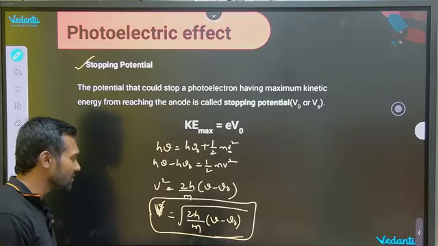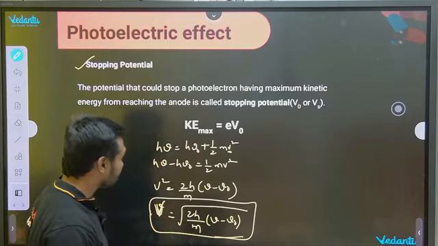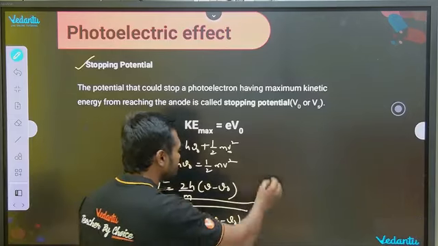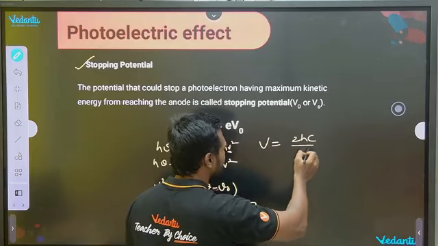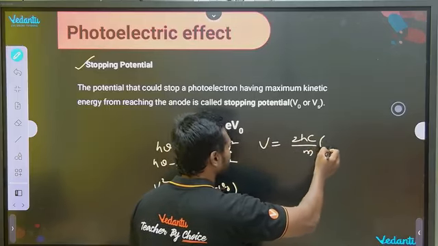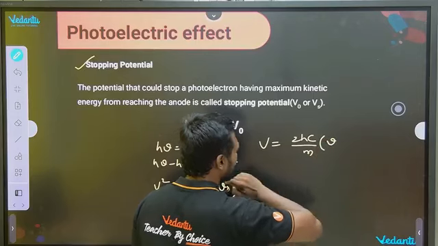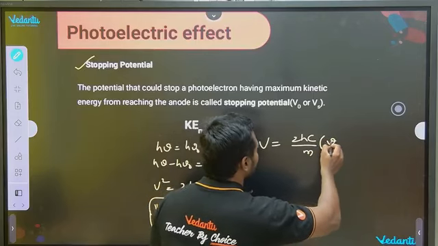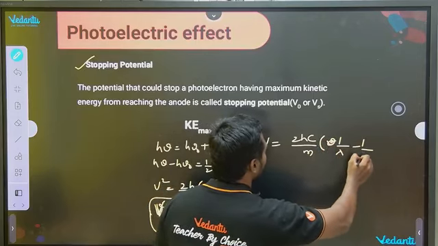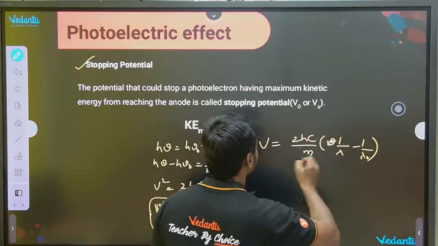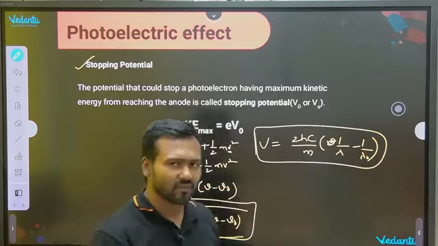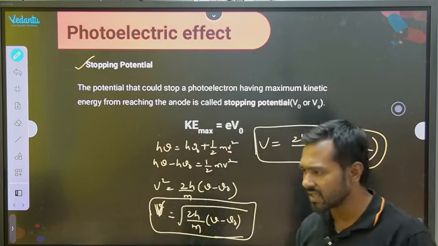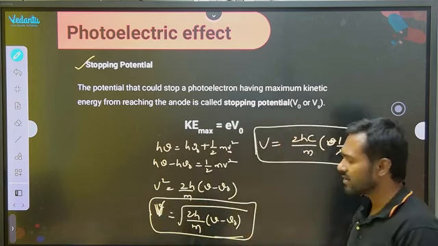From here, if they are asking in terms of wavelength, the velocity of ejected electrons is equal to root of 2hc by m into 1 by lambda minus 1 by lambda naught, since nu is c by lambda. This is the velocity of ejected electrons in terms of wavelength, and the earlier one is the velocity in terms of frequency.